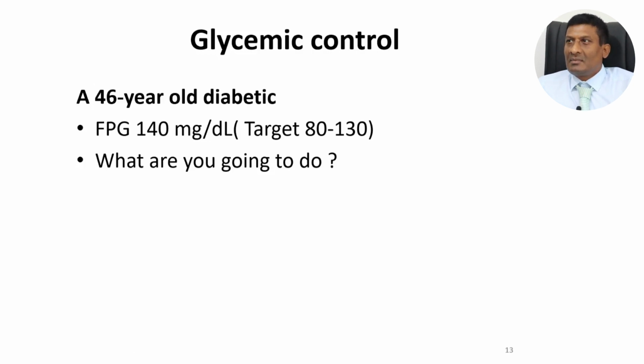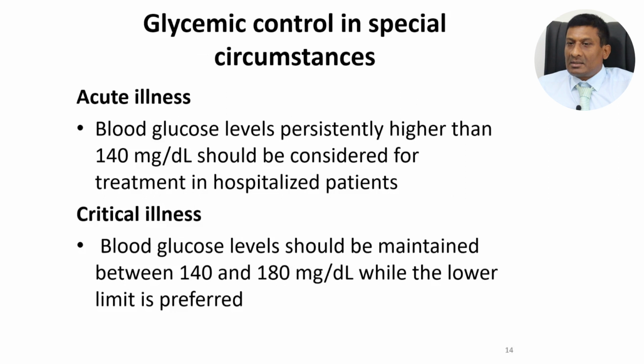Now if the patient is stable and not hospitalized, then you can try lifestyle modifications to control this 140, which is not very high. But if he is in an acute illness and the blood glucose level is persistently higher than 140, then this patient needs adjustment of his pharmacological treatment. With critical illnesses, it is recommended to maintain the blood glucose level between 140 and 180, while the lower limit is preferred.